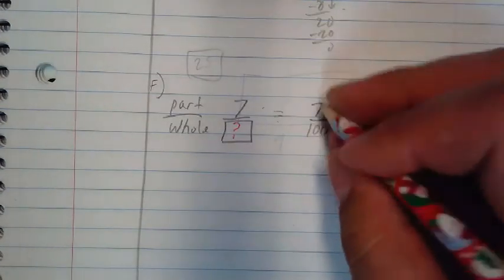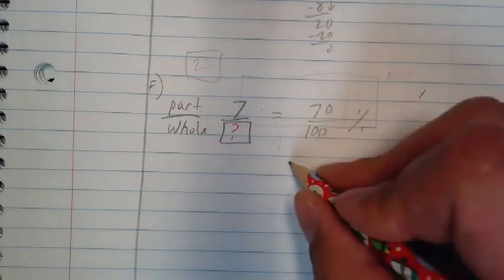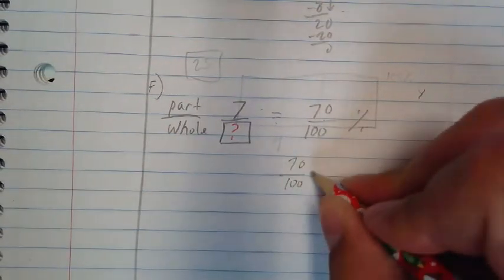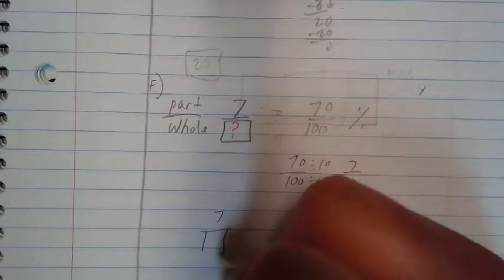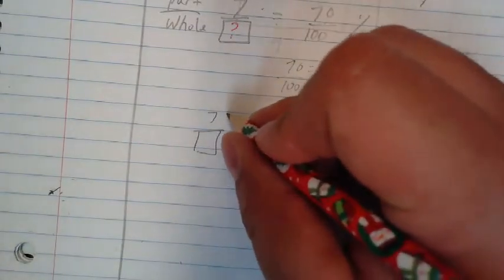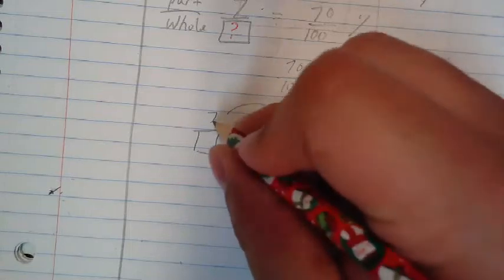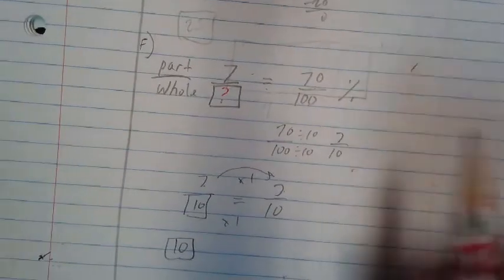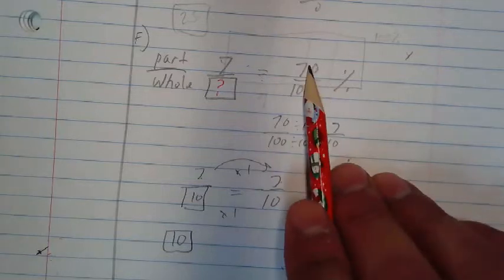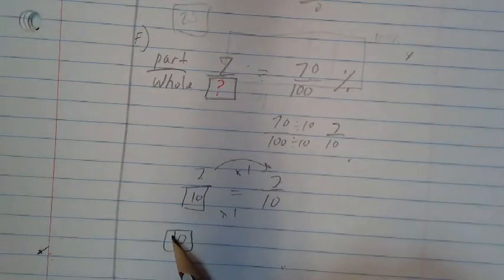Now, I mentioned this earlier, but I'm just going to do it right now, just so you can see. I'm going to simplify this just so you can see something. 70 and 100 have a common factor of 10. This should be easy to see, hopefully. Same thing. I want equivalent fractions, equivalent ratios, so 7 times 1 gives you 7. So what number times 1 gives you 10? Well, 10. So again, let's go back to what we're saying. 7 is 70% of 10. Okay?